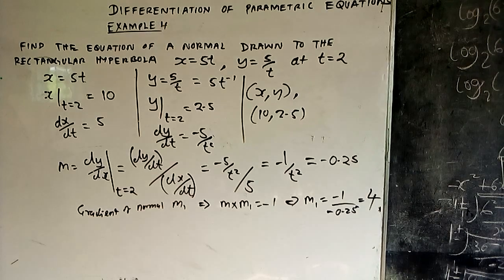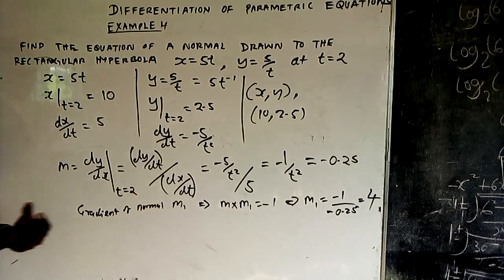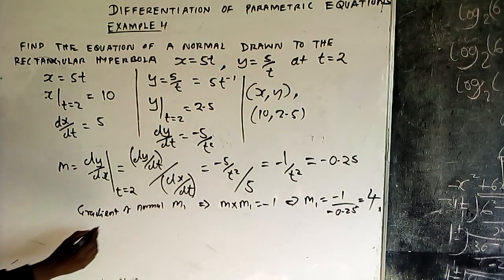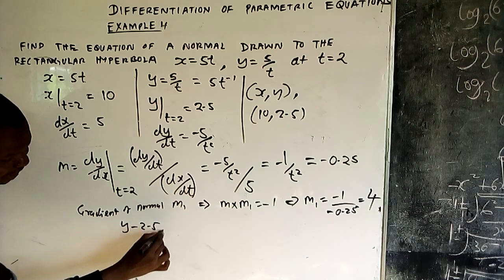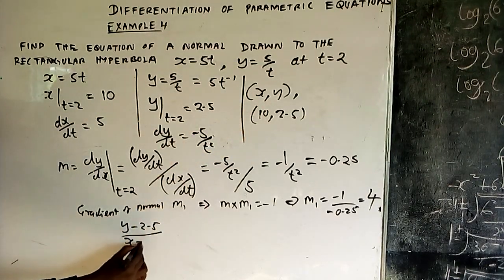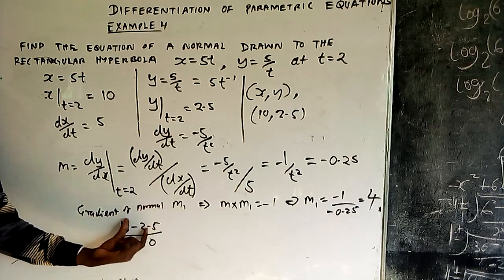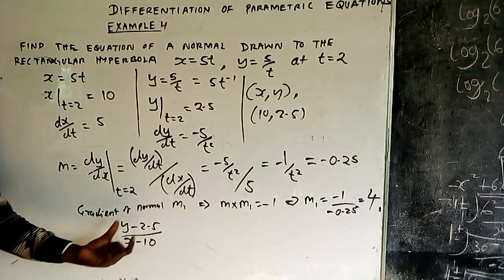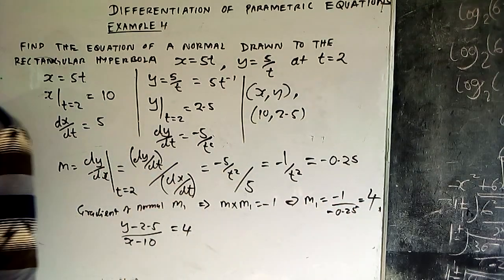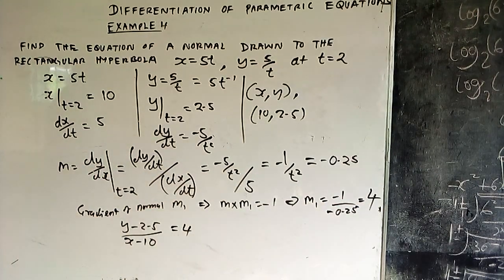So for us to get the equation of the normal, we simply compare the known gradient with the unknown, isn't it? So change in y is y minus 2.5 over change in x, which is x minus 10. So this is how to determine the gradient, isn't it? This gradient of the normal we found is equivalent to 4, which is the gradient of the normal.